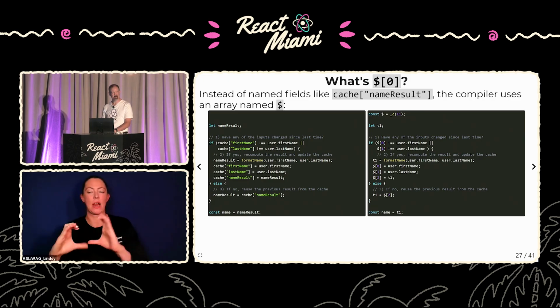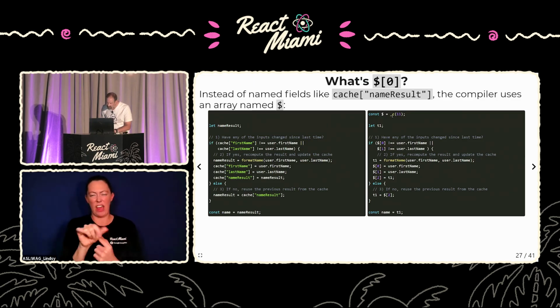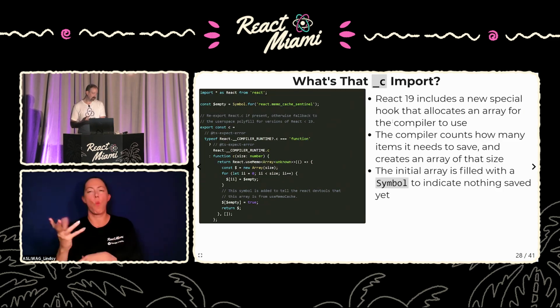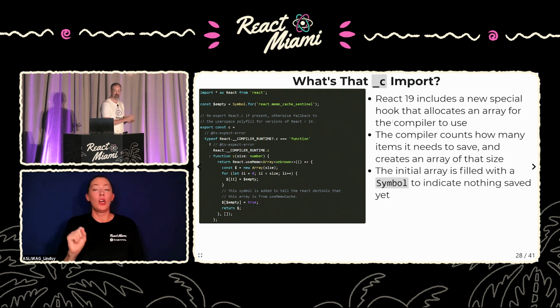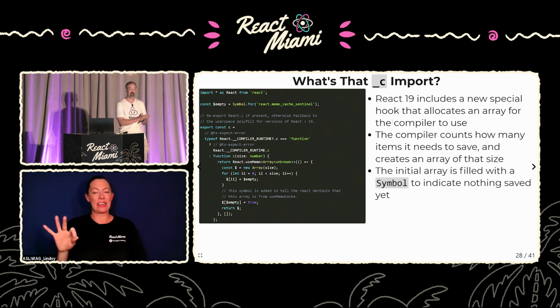Although, where is this $ array coming from in the first place? It's coming from something called _c? OK. What is that? So React 19 ships a new hook that's built in.